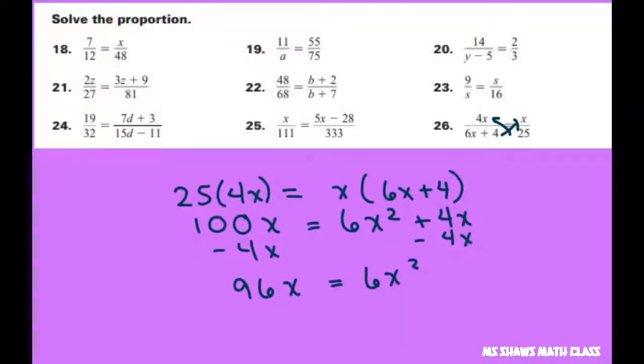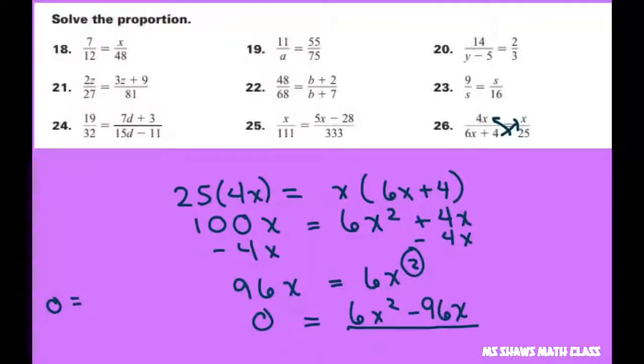Now I'm going to set this to 0 because we have this square here. So you have 0 equals 6x squared minus 96x. And I'm going to factor out 6x. I should have saved room. Let me do it over here. So for this, I'm going to factor out a 6x. 96 divided by 6 is 16. So we have 0 equals 6x times x minus 16.